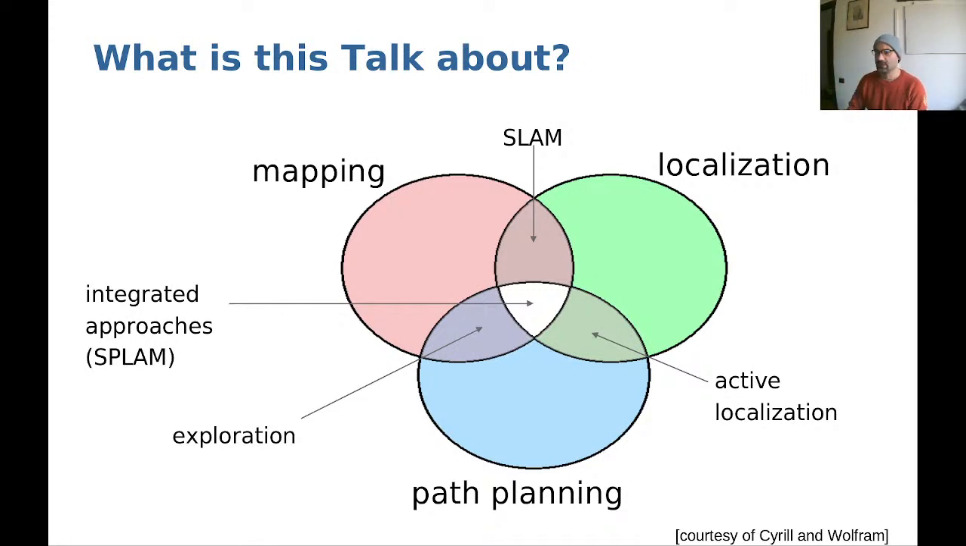So three are the quantities. We have the map on the one hand, we have the robot position on the other hand, and we have the path and the desired location on the other hand. Each of these three problems might be interesting on its own. So estimating each of these three quantities might be interesting on its own.